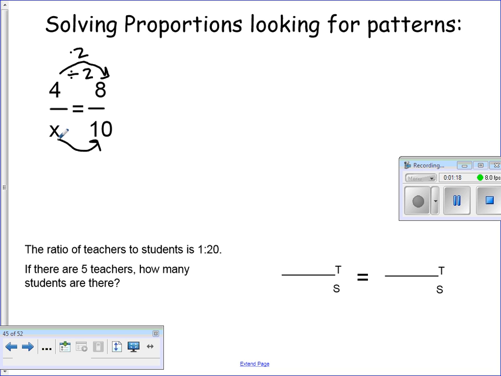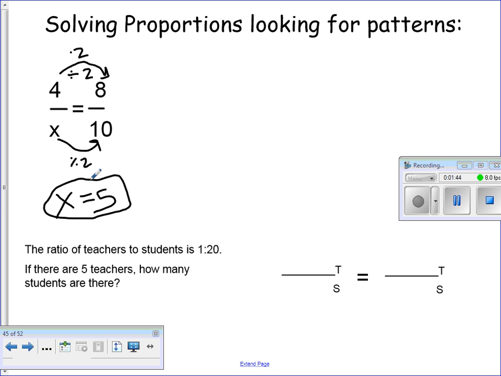So to figure out what x is worth, x times 2 should give me 10. And going backwards, 10 divided by 2 should give me x. So 10 divided by 2 gives me 5, which means x is 5 in this case. Those are our easier proportions when we have a direct relationship between numbers.